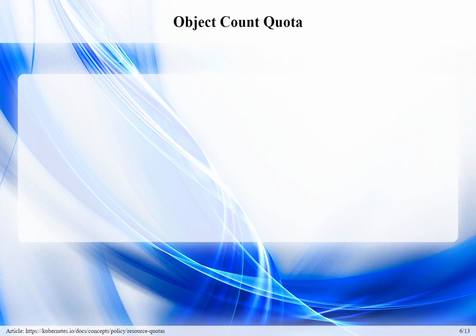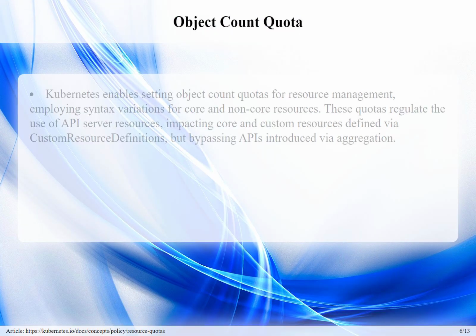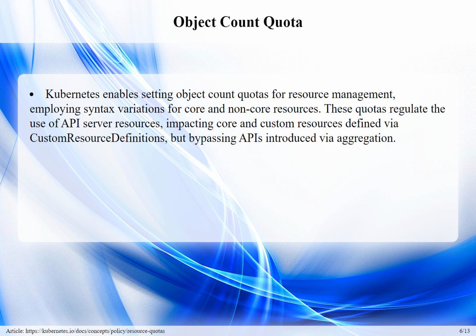Object count quota. The Kubernetes API allows setting resource quotas to manage the total count of a specific resource type using the syntax count/<resource>.<group> for non-core, and count/<resource> for core group resources. Examples of resources under object count quota include persistent volume claims, services, secrets, config maps, replication controllers, deployments.apps, replicasets.apps, statefulsets.apps, jobs.batch, and cronjobs.batch.